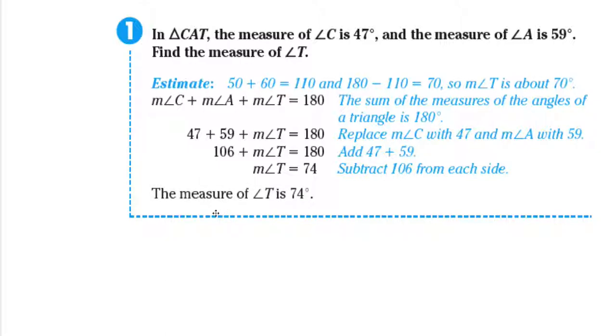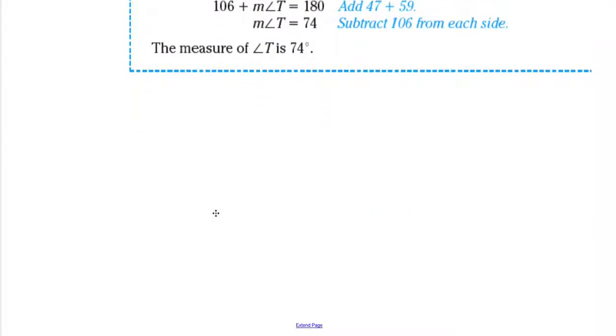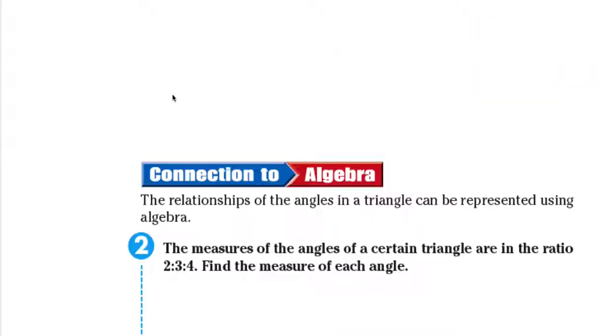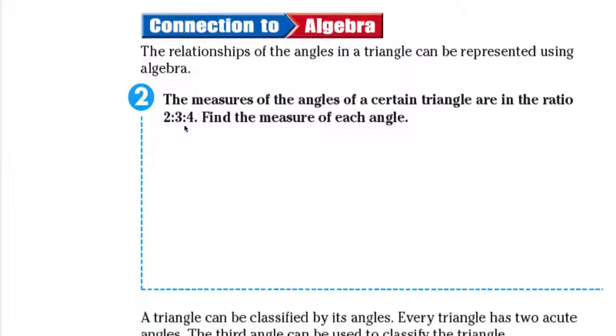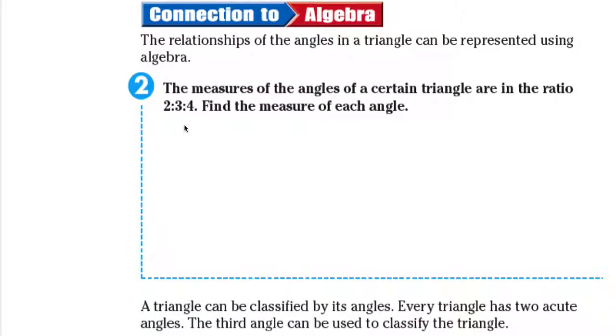Okay? Let's take a look at example number 2. If it's here, if it's not, it's going to be on the other page. Yep, it is. Okay. Example 2, connection to algebra. So the relationships of the angles in a triangle can be represented using algebra. Okay, and let's take a look at this one because you will have a problem in the book and a problem on the test that will be similar to number 2. So listen up. Okay, understand this, rewind, pause until you get it.